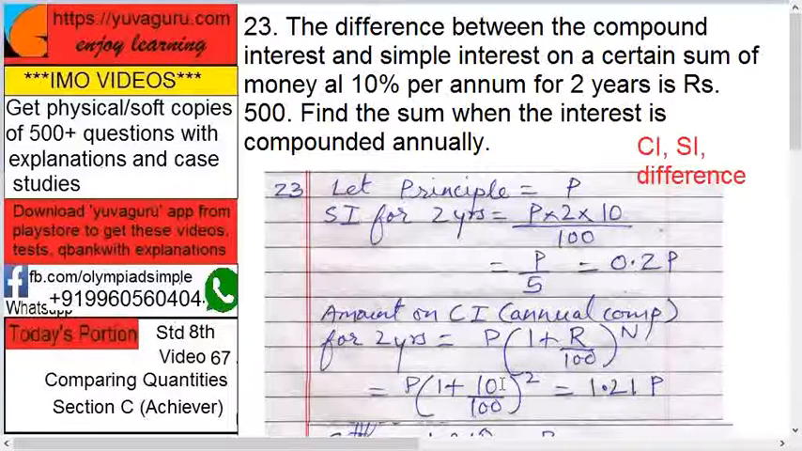1.1 square means 11 square. 11 square is 121. Adjust the point. It becomes 1.21P. Now what is this? 1.21P. This is the amount A, not CI. Okay. Now you have to find CI.